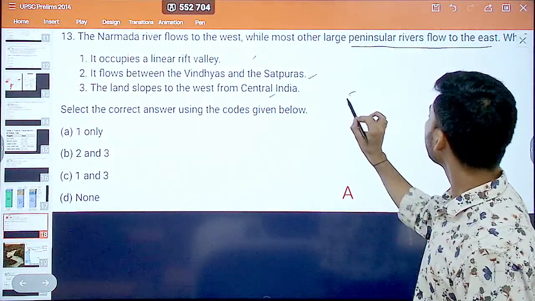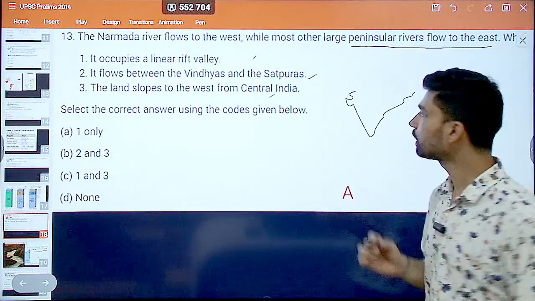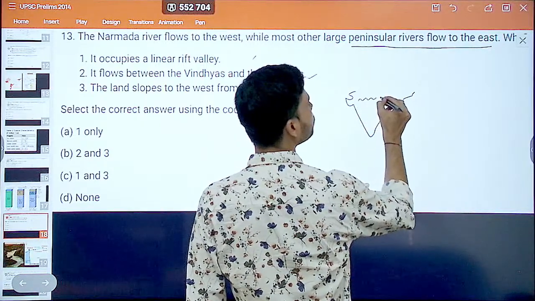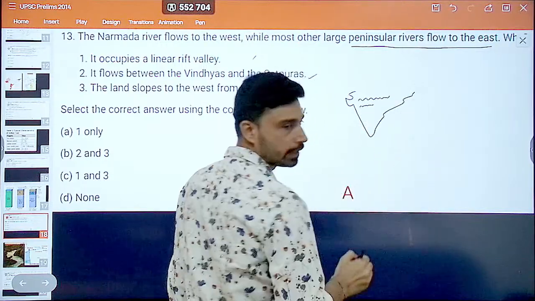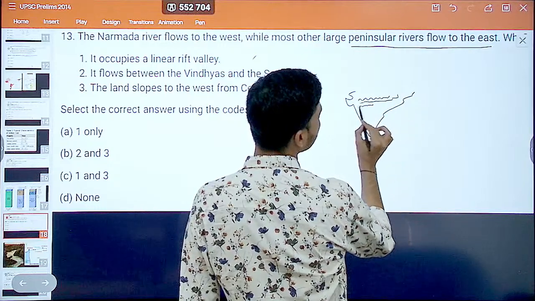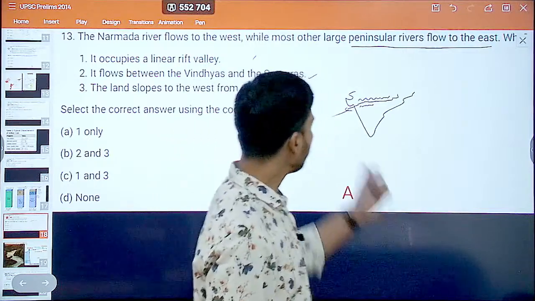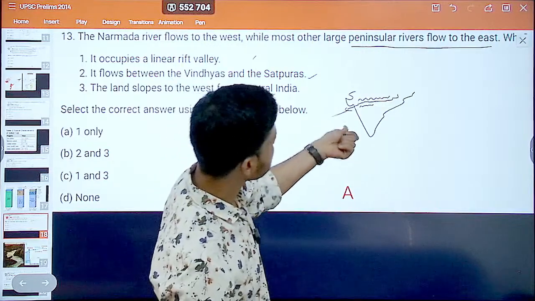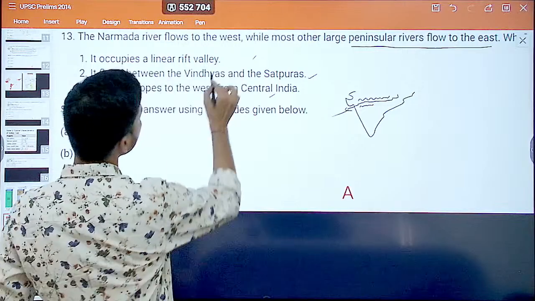So if you look at the map of India here, this is the central part and the southern part of India. Now somewhere here you have two mountain ranges. In the north it is the Vindhya range, and in the south it is the Satpura range. And between Vindhya and Satpura ranges, river Narmada basically flows outward toward the Arabian Sea via the place called Bharuch in the coastal city of Gujarat. More precisely, it flows into a gulf that is called the Gulf of Khambhat. So it occupies a linear valley.